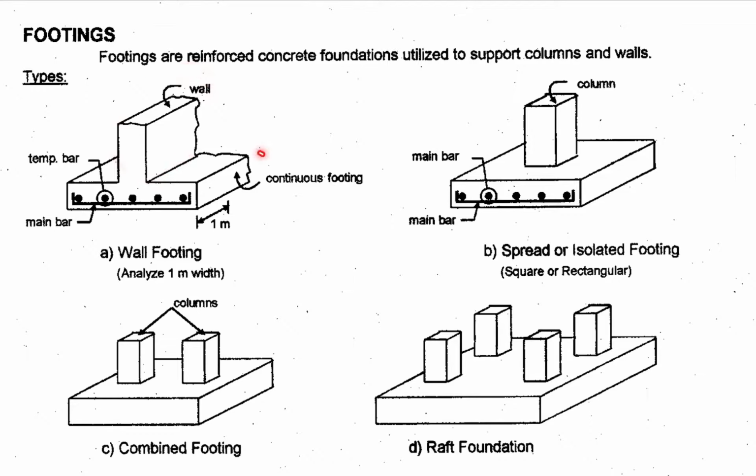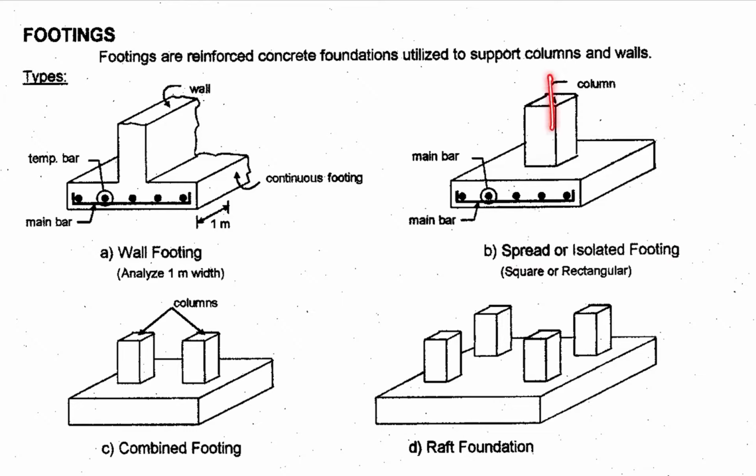First is the wall footing. You have here the wall, and then you have your footing, okay, with the corresponding bars. You have the temperature bar for the footing and also for the main bar. So this is continuous up to your walls in your foundation. Next, you have the spread or isolated footing. Okay, spread or isolated footing.